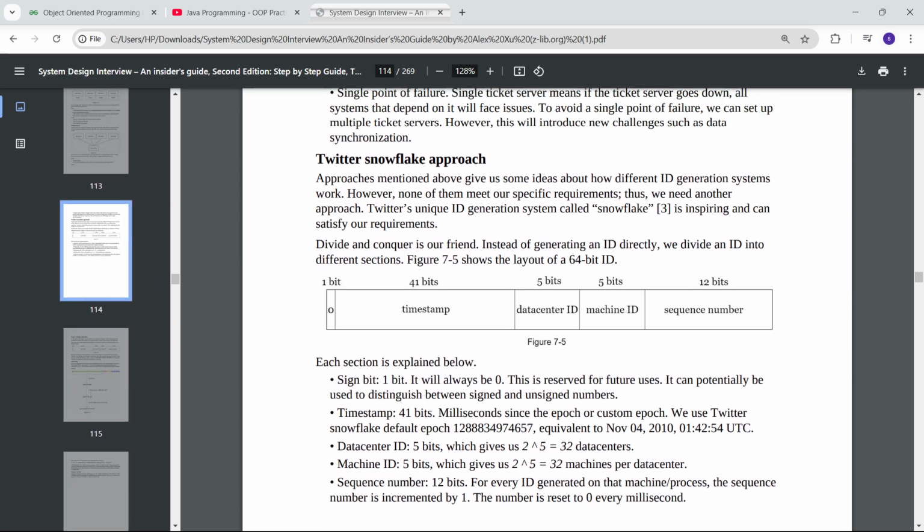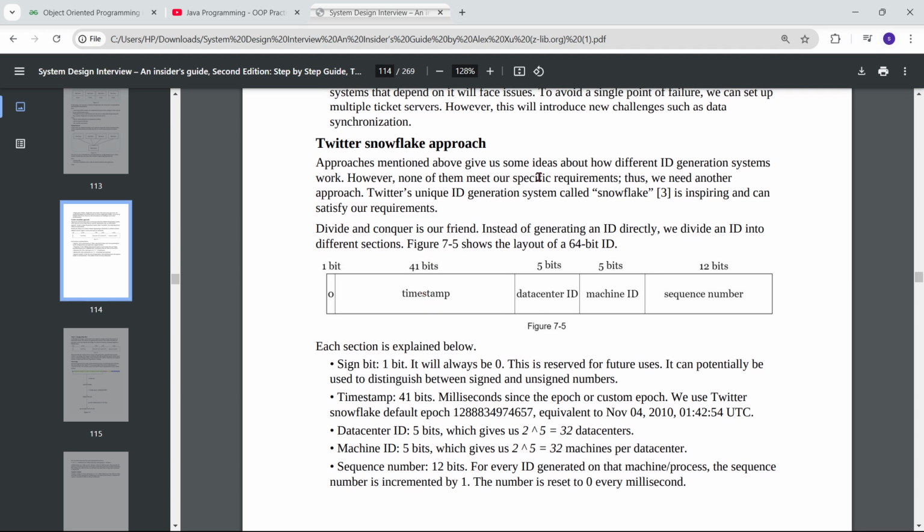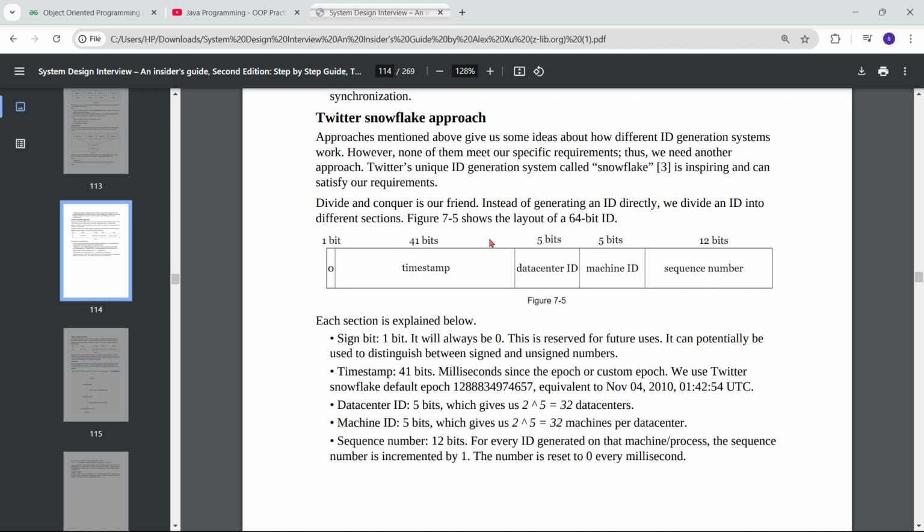So the last approach that we have is the Twitter Snowflake approach. The approaches mentioned above give us some ideas about how different ID generator systems work. However, none of them meet our specific requirements, thus we need another approach. Twitter's unique ID generation system called Snowflake is inspiring and can satisfy our requirements. Divide and conquer is our friend. Instead of generating an ID directly, we divide an ID into different sections, which shows the layout of a 64-bit ID. So we have a 1 bit sign bit, we have 41 bits for timestamp, we have 5 bits for data center ID, 5 bits for machine ID, and 12 bits for sequence number.